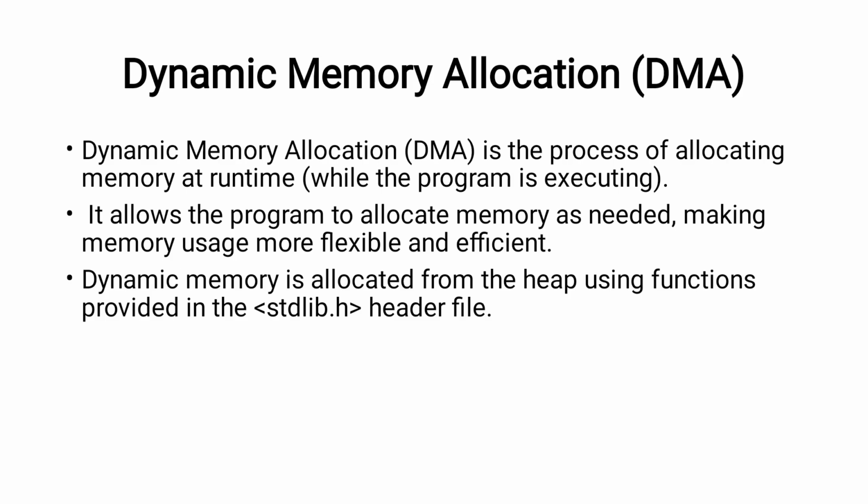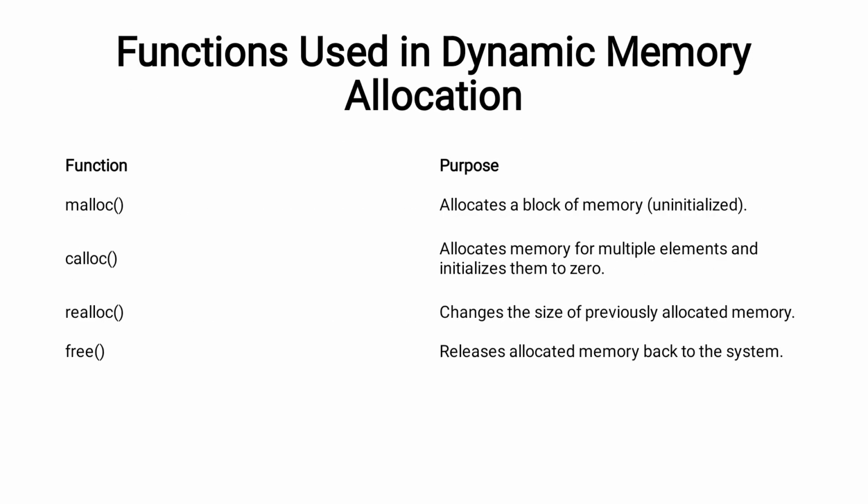But when we are using dynamic memory allocation, we allocate the memory for exactly how much we need, and there is no chance of memory wastage. So this is a more flexible and efficient method. Here the memory is allocated from the heap. And if I want to use dynamic memory allocation functions, I have to include one header file, that is stdlib.h. So along with stdlib.h we have to include this header file also.